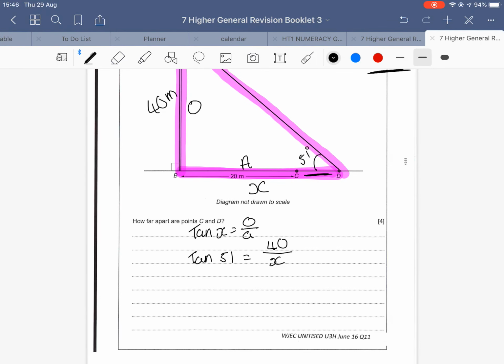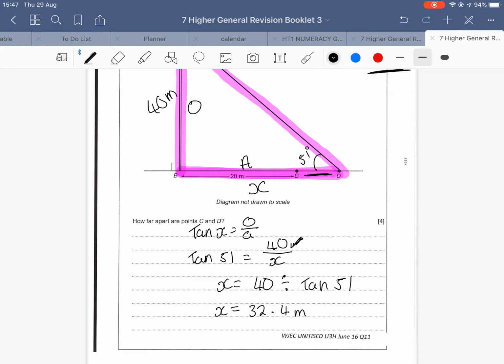When I normally teach this, if X is on top, you times. But X is not on top, therefore we're dividing. So X is going to be this number here, always the number first before your SOH, CAH or TOA, because a lot of people forget to close their brackets. So 40, divided by tan of 51. Put that in your calculator, and we get 32.4 meters.